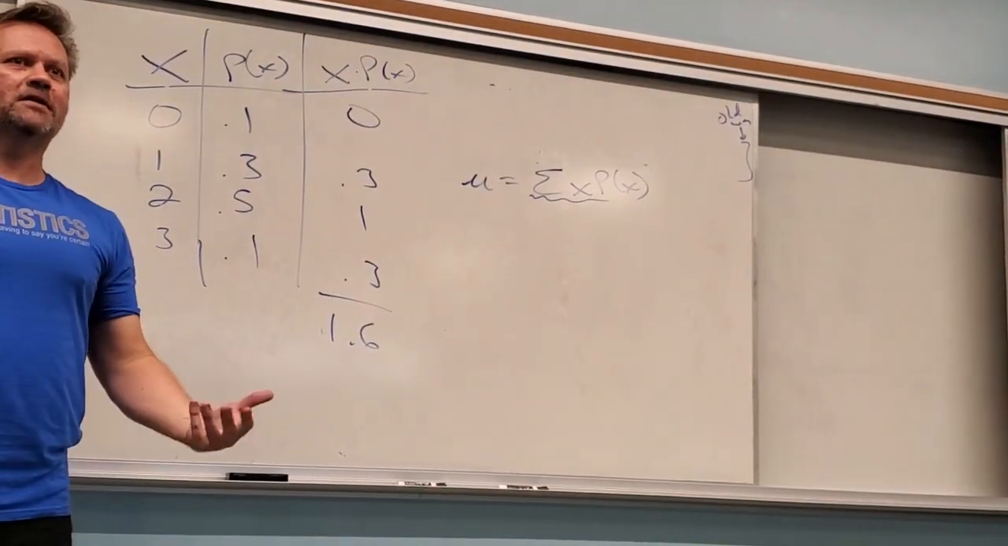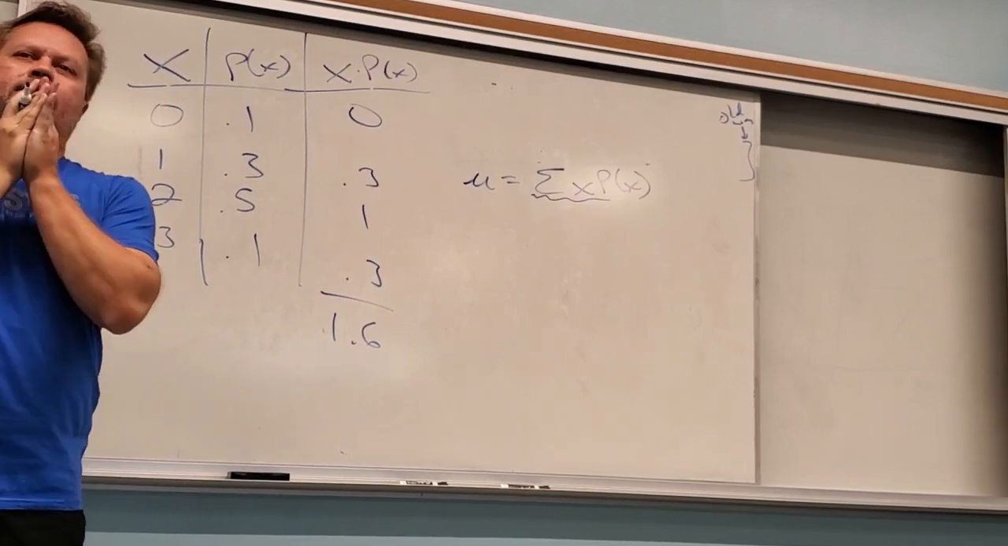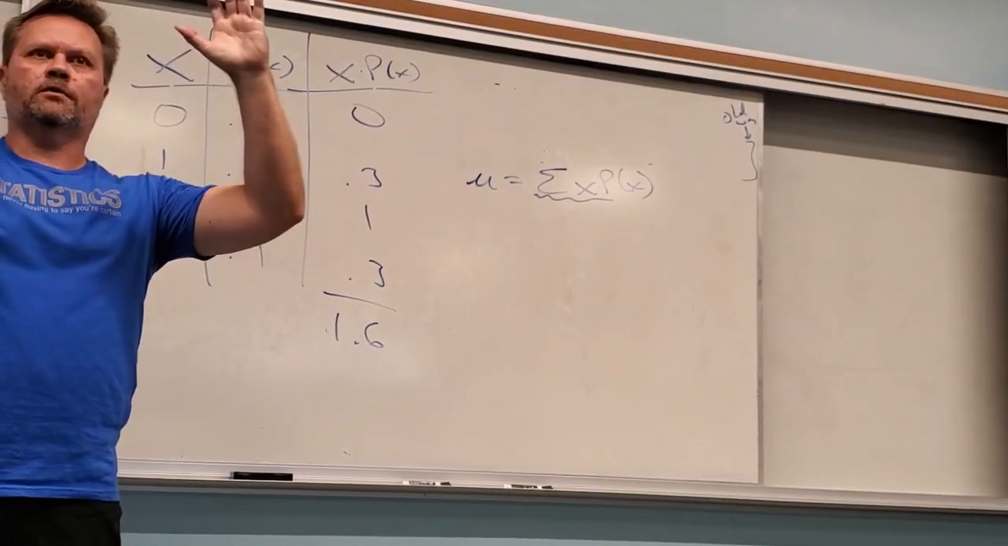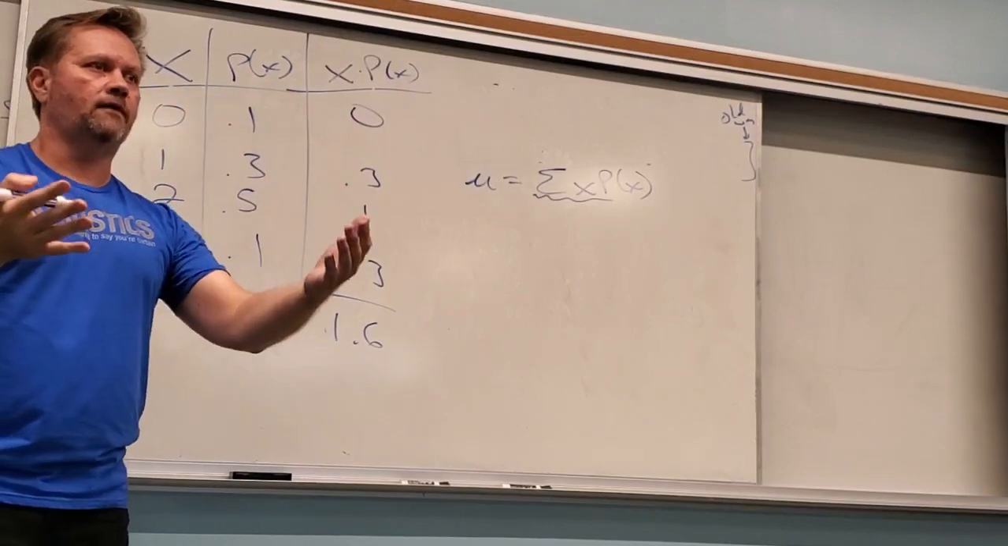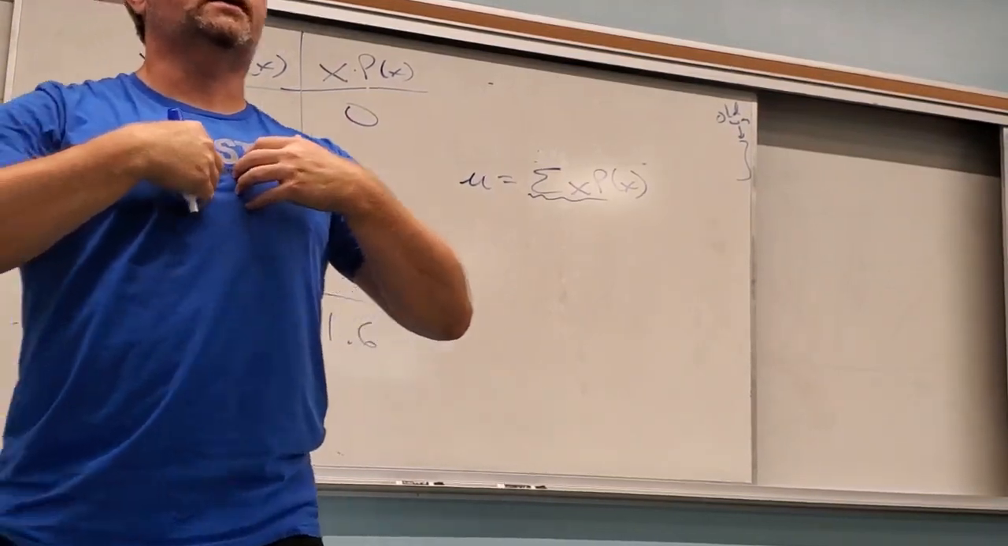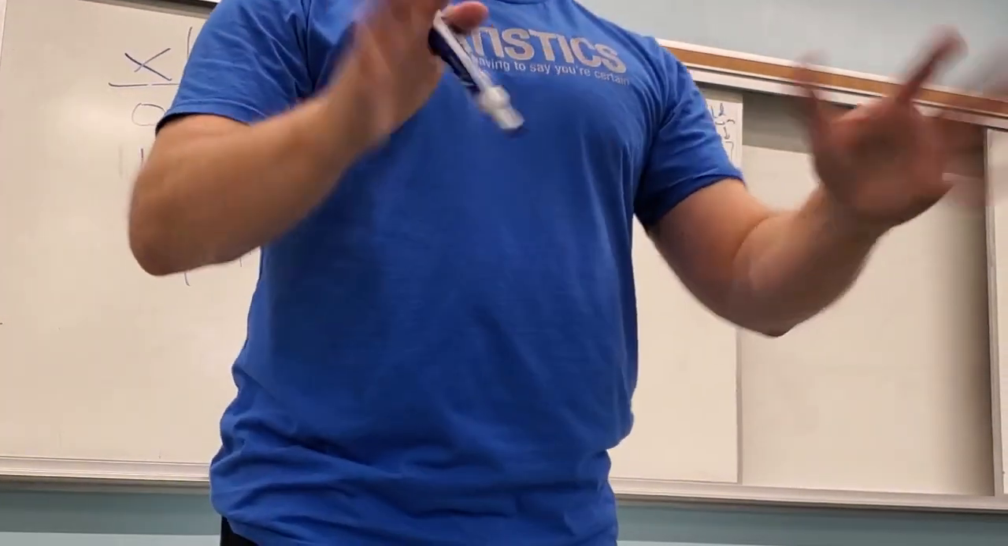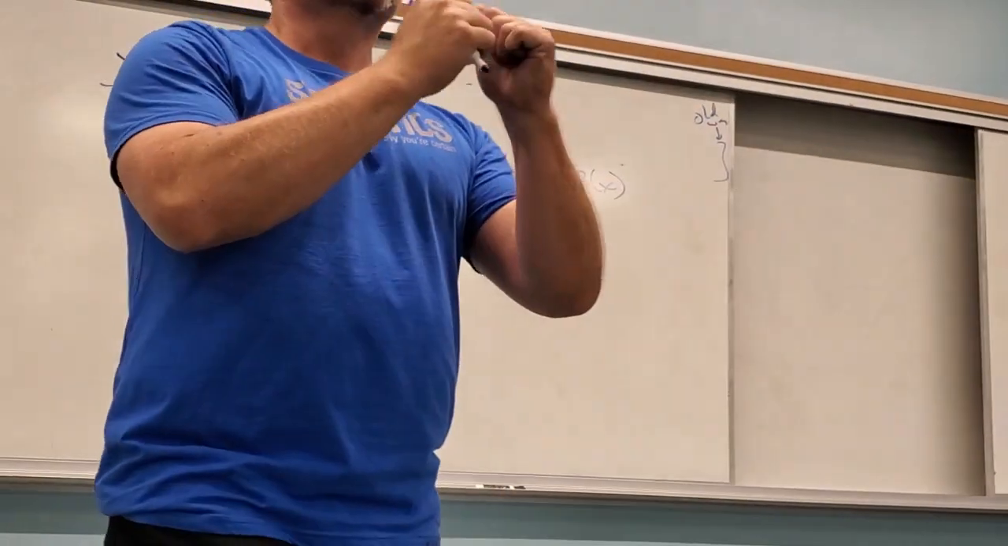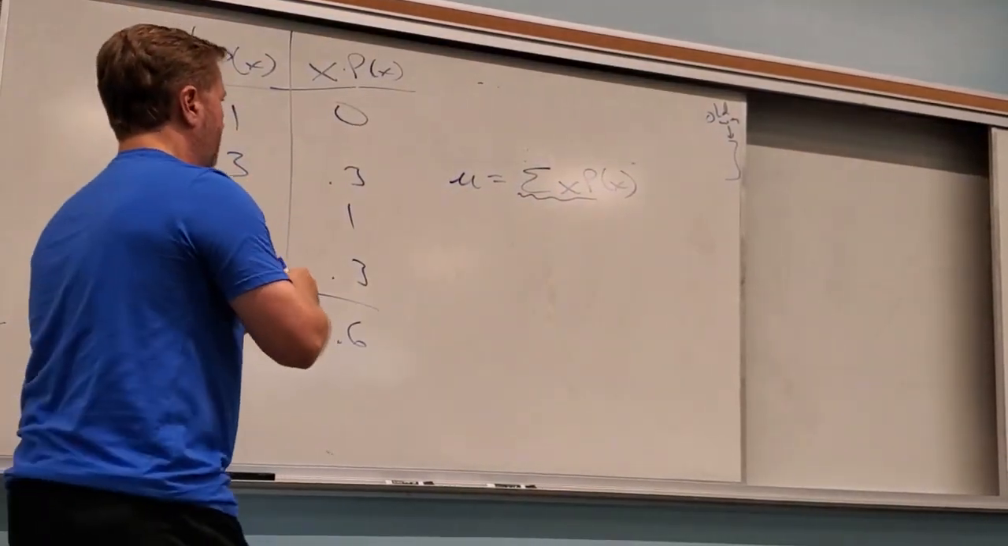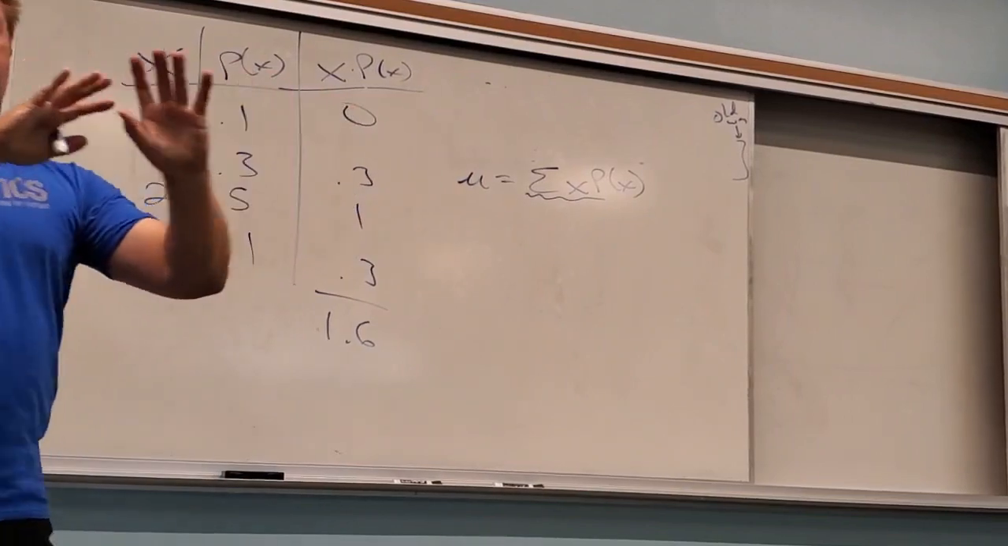EXP, expected. It's kind of silly. Sometimes in the book, you're going to see them use the words expected value. I'll say expected value sometimes. That's just another way to say the mean or the average. Okay, I like it. So that's the mean.